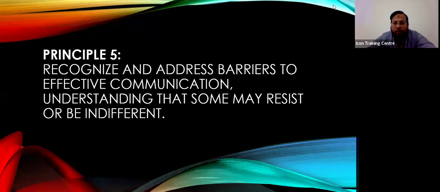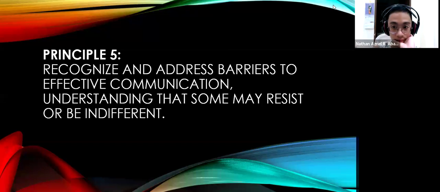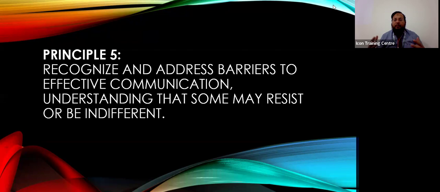Yeah. So you have to recognize and address the barriers of effective communication. Sometimes you should understand that there are some people who can resist what you are saying and may be indifferent, they do not care about what you are saying, right? So you should be handling them wisely, because when you are addressing a group of people, there are some people who are giving you positive and constructive feedback. They are looking at you with smiling faces, but there are some people who may disagree with your point. So you have to understand the situation and handle all the people wisely, right?